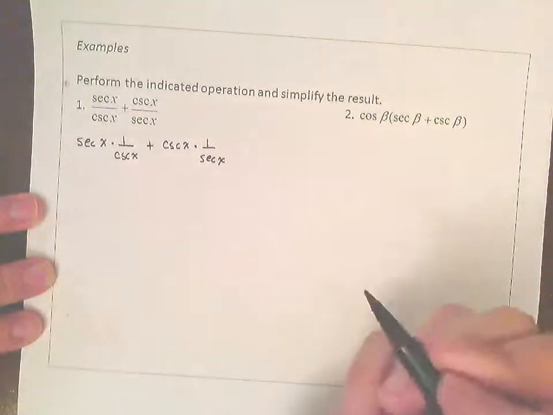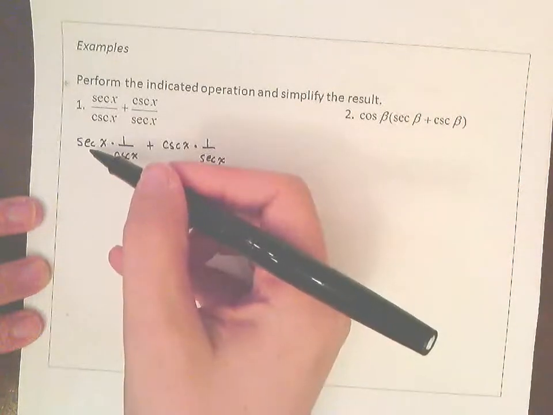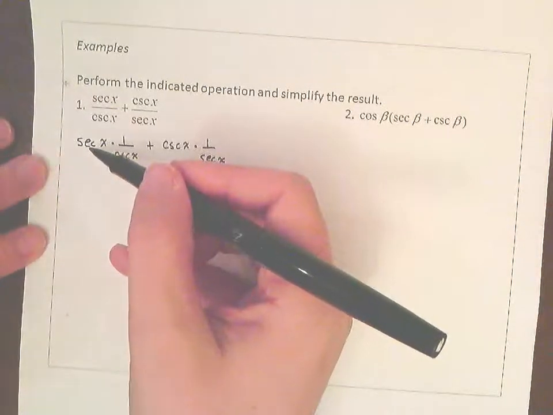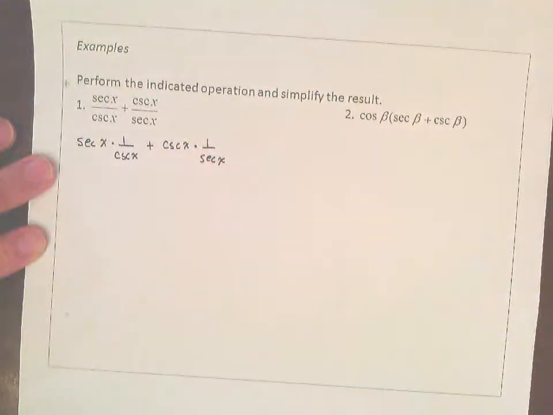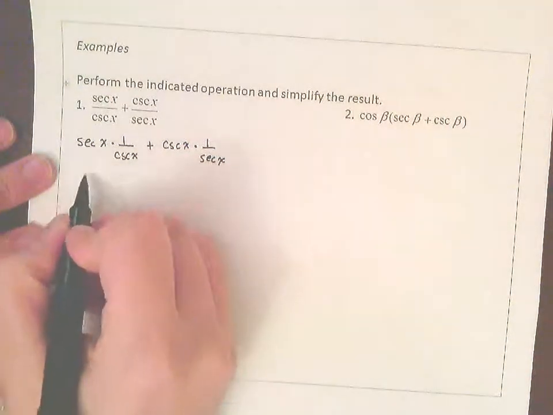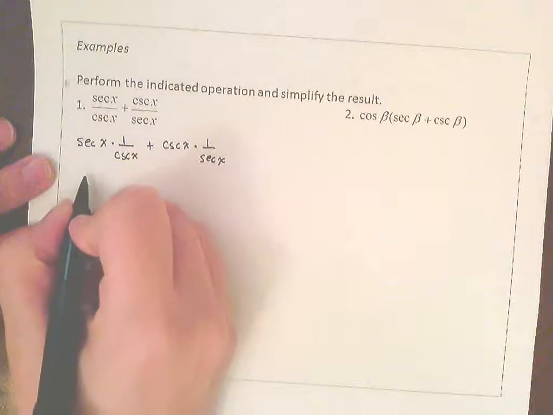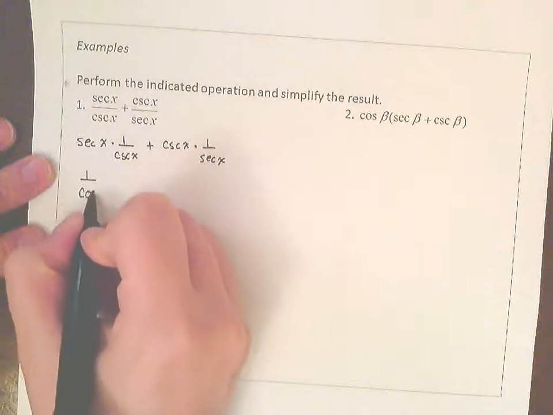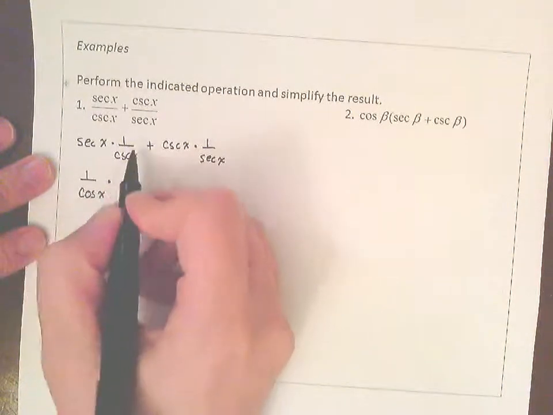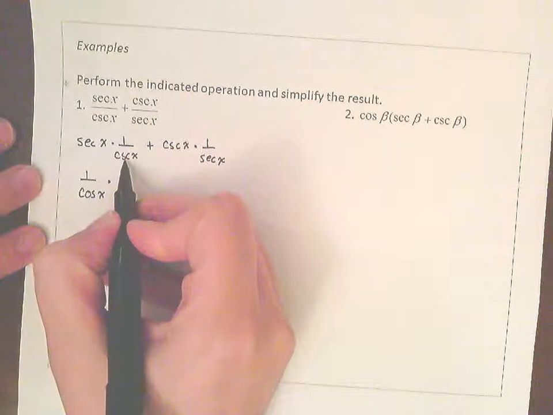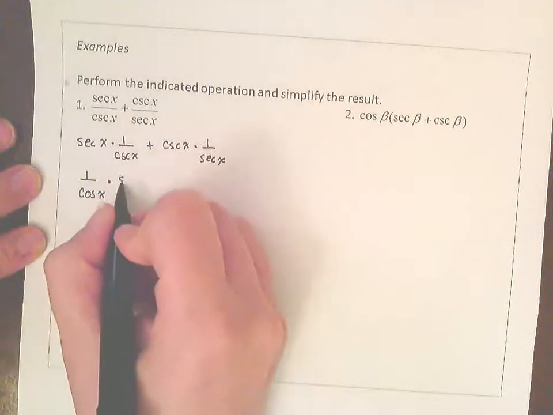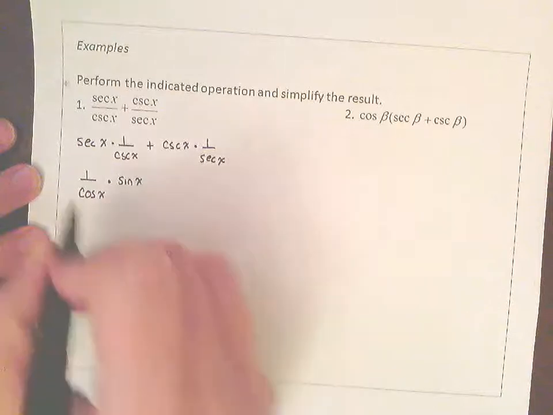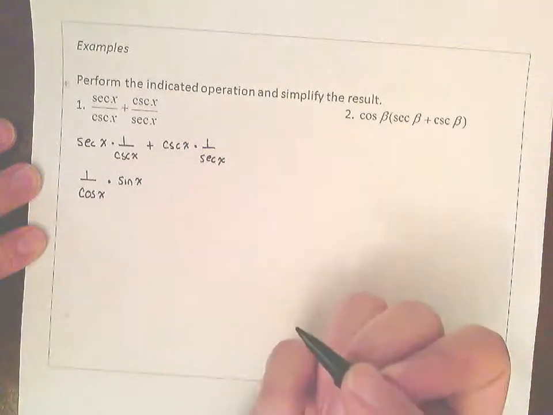So now that I have that, the only thing that I could do is basically use my reciprocal identity, and looking back at it, it says that secant is equal to 1 over cosine of x. And 1 over cosecant of x is equal to sine of x. And you'll see why this is important in just a second.